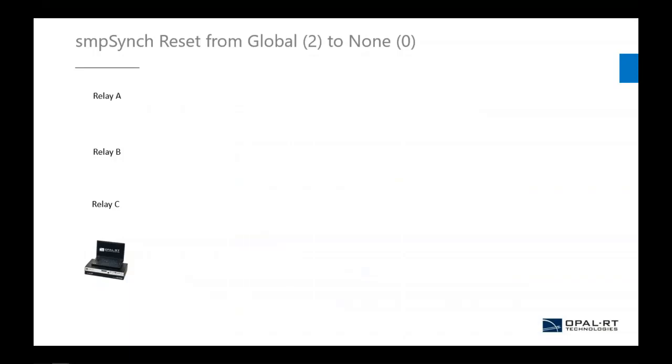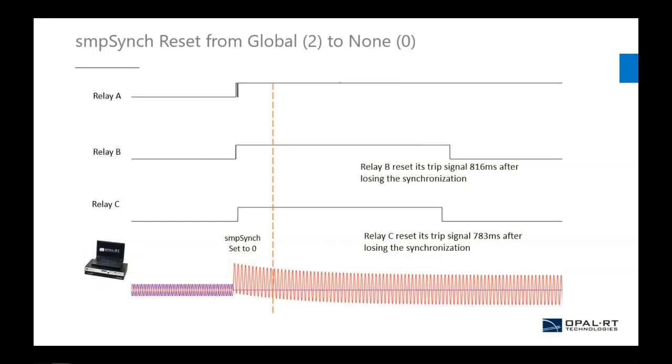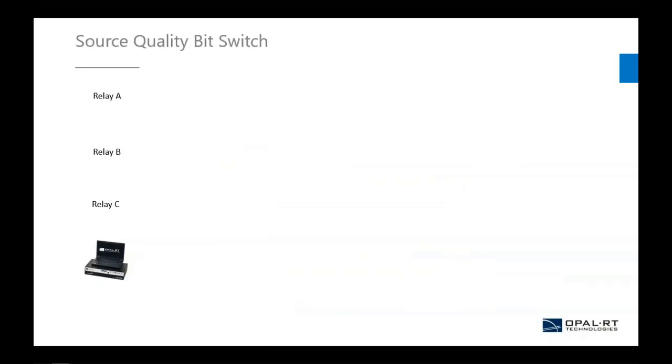On the synchronization topic now, let's see what happens when the synchronization bit, the SMP sync, goes from global 2 to known 0, which would indicate a loss of synchronization. Interesting result, again, the relay A doesn't really mind about the streams not being synchronized, while relay B and C stop their protection function.